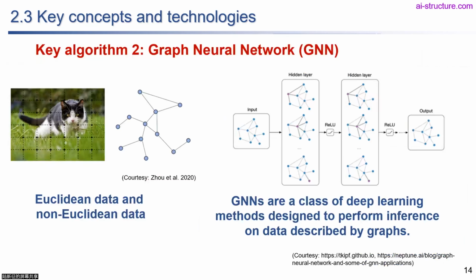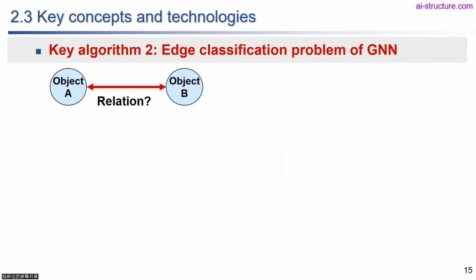The second is the graph neural network. A graph is something made of nodes and edges. It is good for representing some non-Euclidean data, and the GNN is a neural network to predict the relationships between these nodes and edges. One of the key algorithms we use is the edge classification problem of GNN. That means if we have two objects, can you identify the relationship between them?